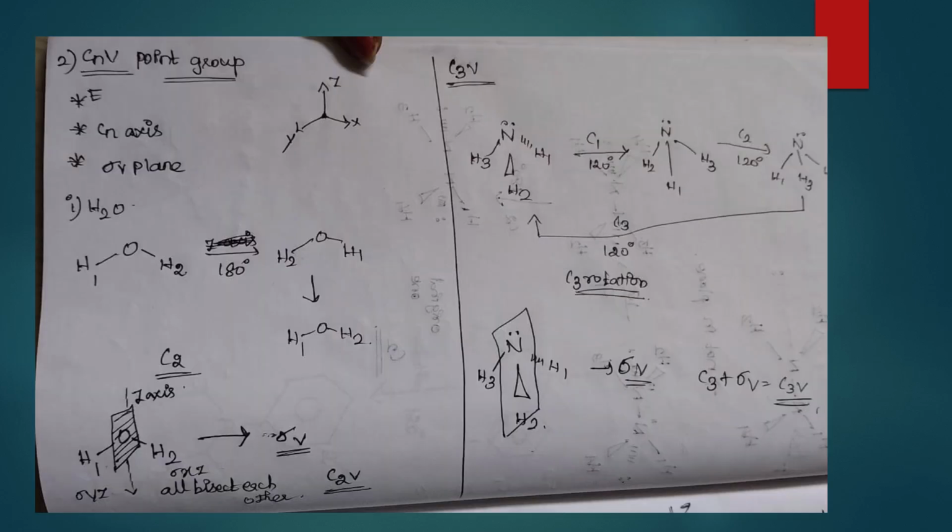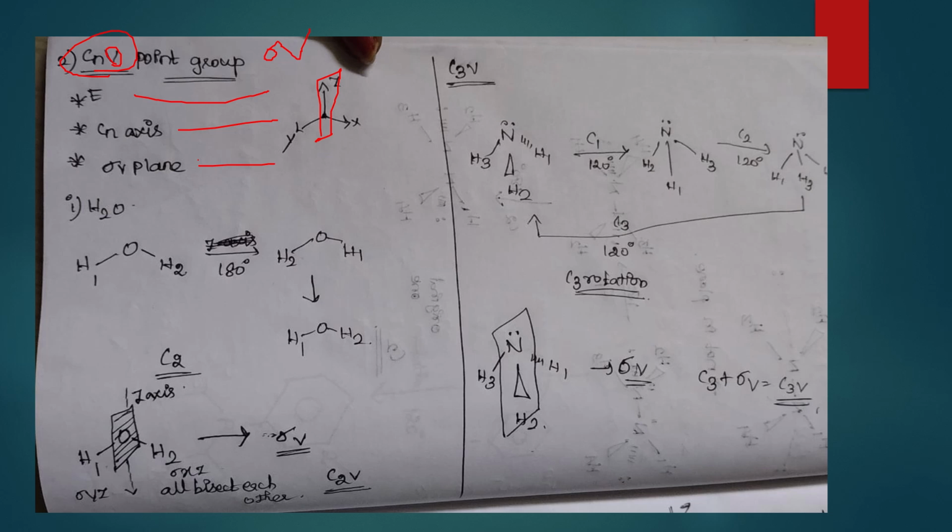Next, we have the Cnv point group. In the Cnv point group, it has the identity and the Cn rotation, and the v belongs to what? The v belongs to sigma v, reflection in a vertical plane. So in the Cnv point group we have identity, Cn rotation and sigma v plane. What is the sigma v plane? These are the three axes X, Y, Z. In this plane, we reflect this image with respect to the Z axis, and the plane that bisects it is known as the sigma v plane, and it is vertical to the X and Y axes.